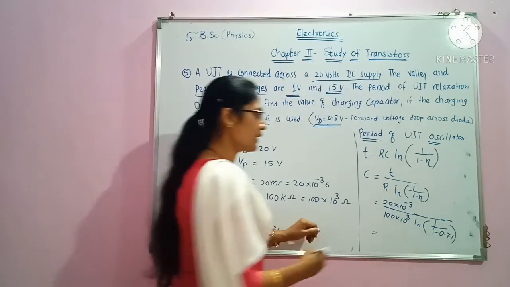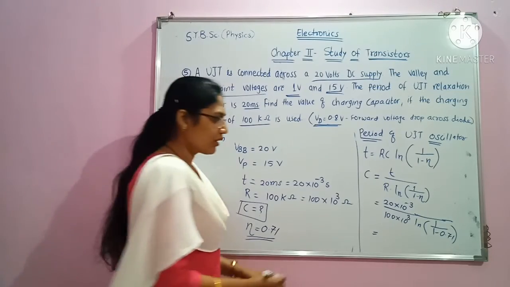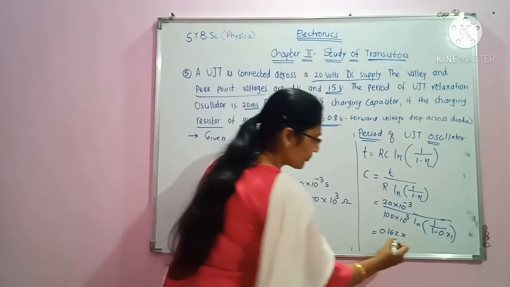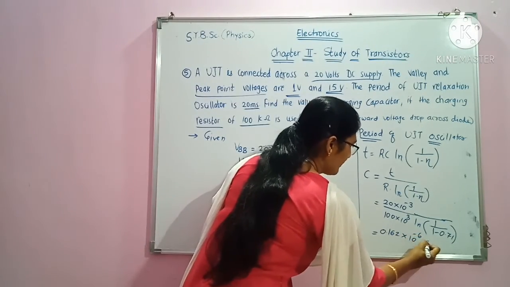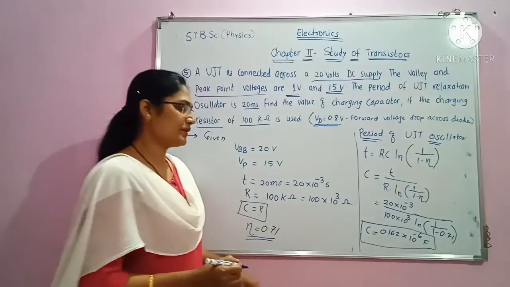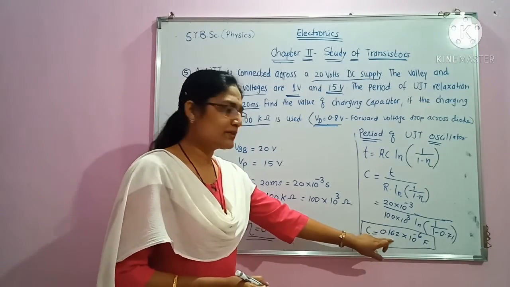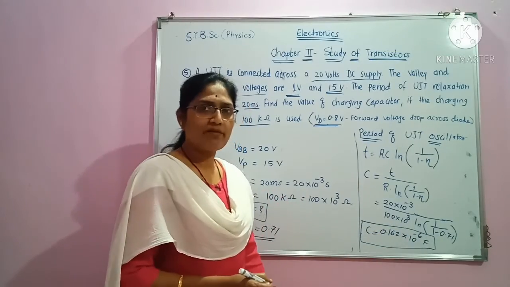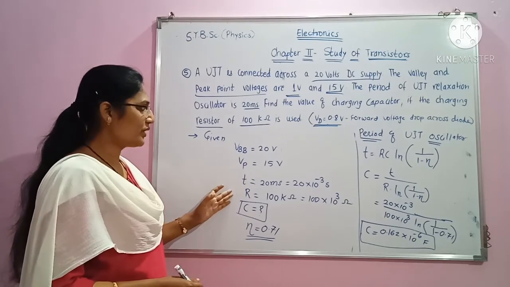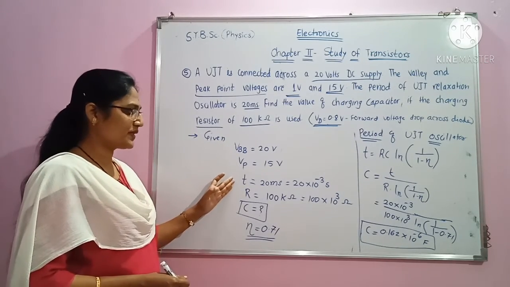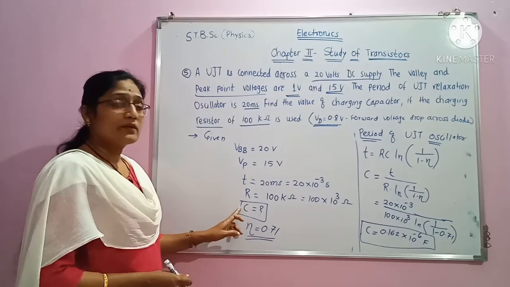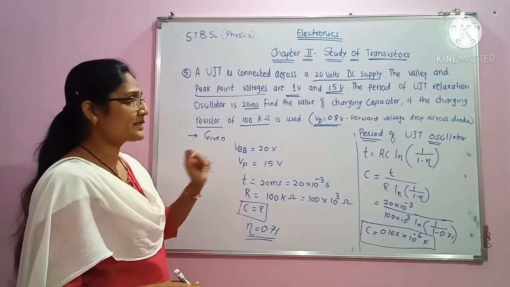When we solve this equation, the capacitance value comes out as 0.162 into 10 raised to minus 6 farad. So we have obtained the value of the charging capacitor as 0.162 into 10 raised to minus 6 farad. In this example, the information given is VBB, VP, T and R. We have calculated eta.